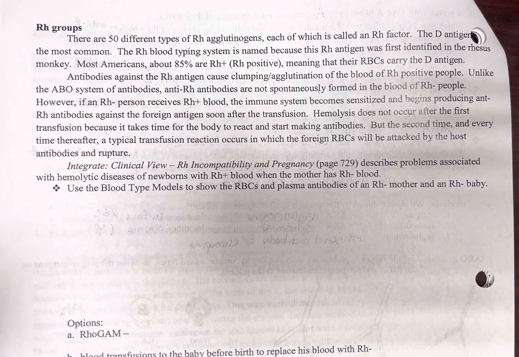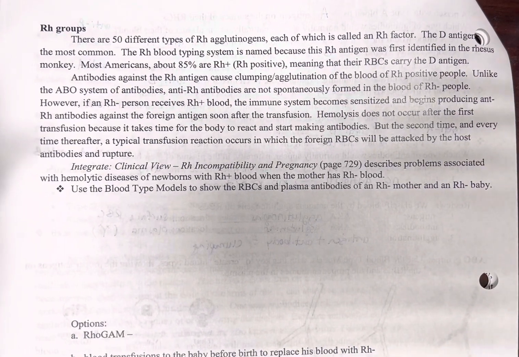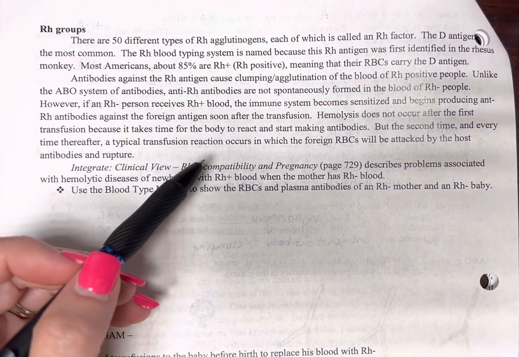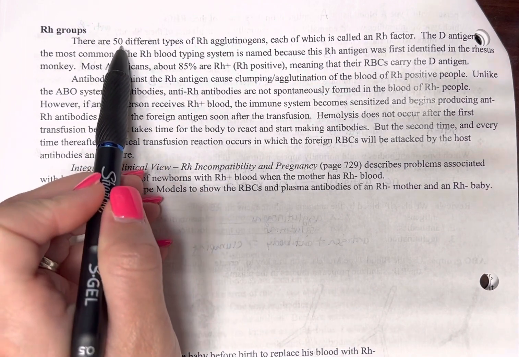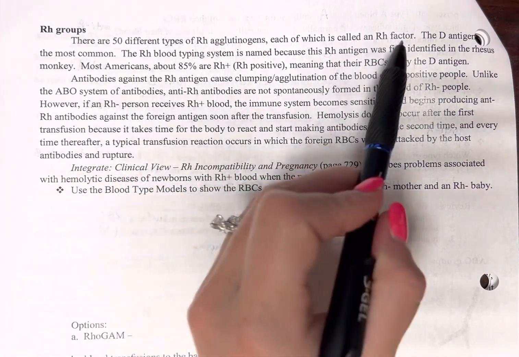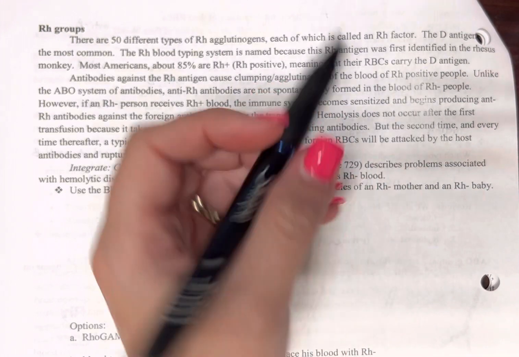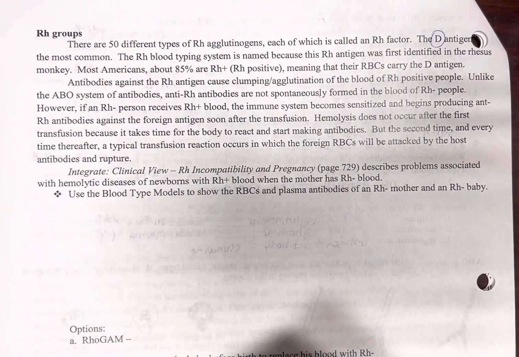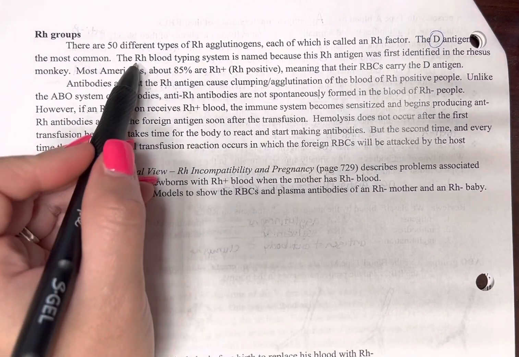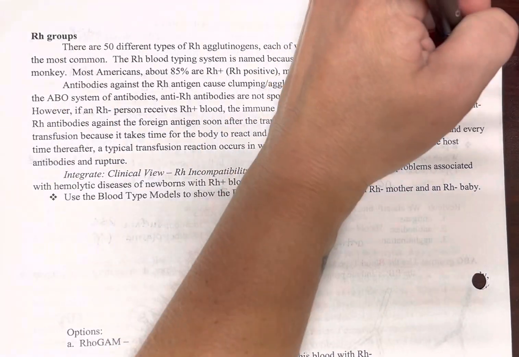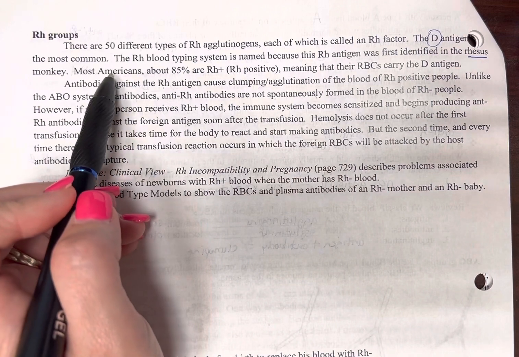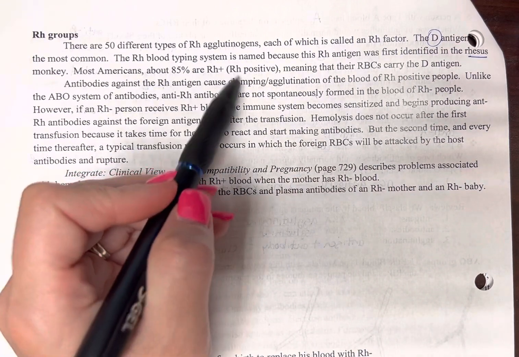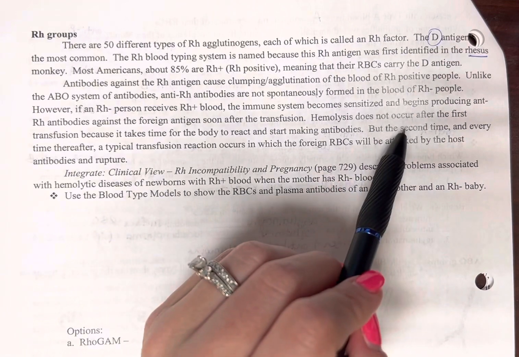All right, let's talk about the RH group a little bit more because it has some unique features. There's a lot of different types of them. All of them are called an RH factor. The one that we care about really is the D antigen. It's called RH because it was first discovered by scientists in the rhesus monkey. So RH is for rhesus. The majority of us in the US are Rh positive, meaning that we have the D antigen.